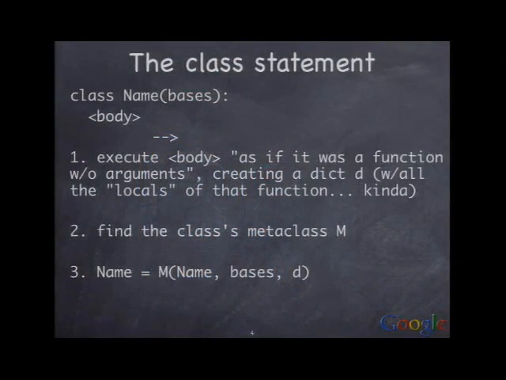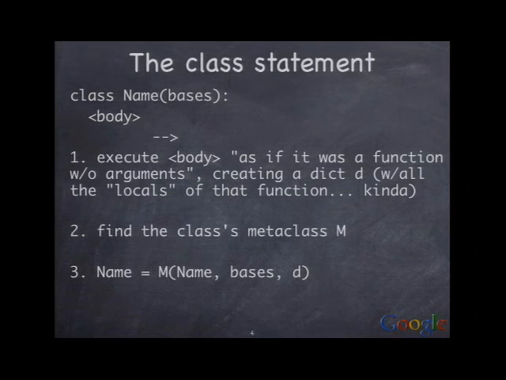So the class statement can be explained very simply. Whenever you have class name, open paren, bases, and then a body, what happens is that Python, first of all, executes the body essentially as if it was a function, more or less, a function without arguments. It creates the local dictionary of the function, the dictionary with essentially any name that is assigned a value in the body. Assigned a value means the left-hand side of an assignment statement, and also def and class and import; those are the statements that bind a value to a name.